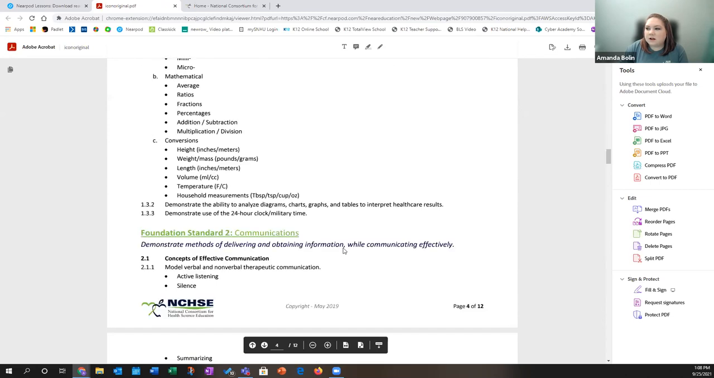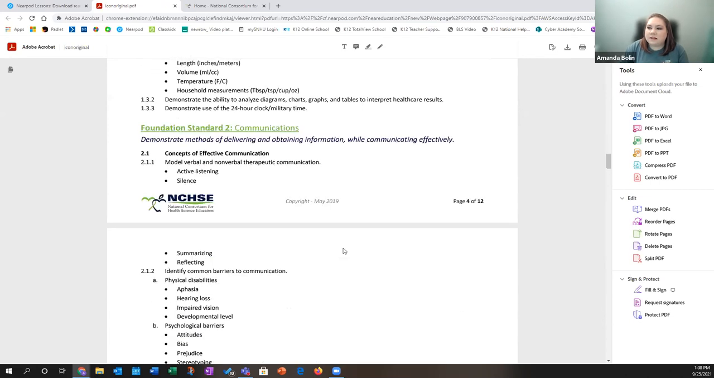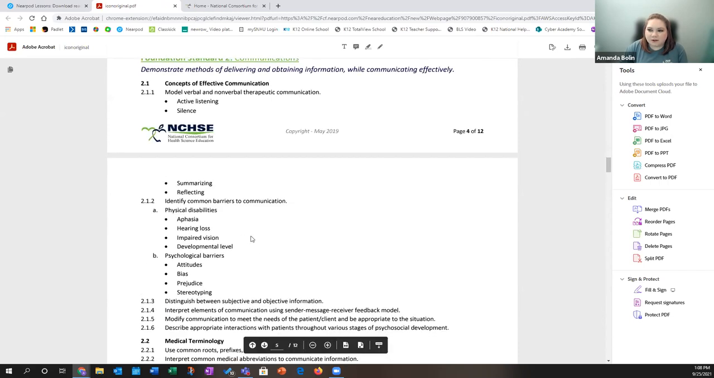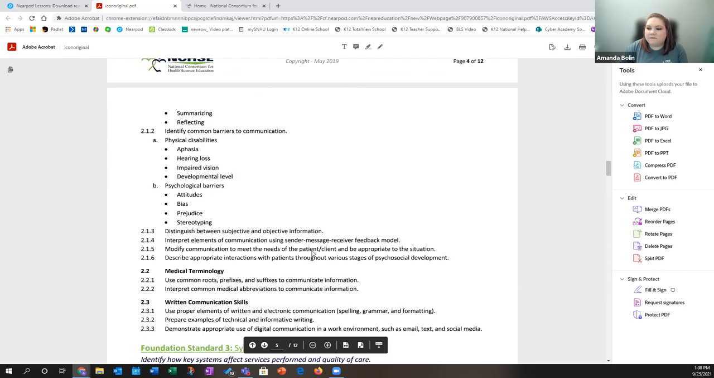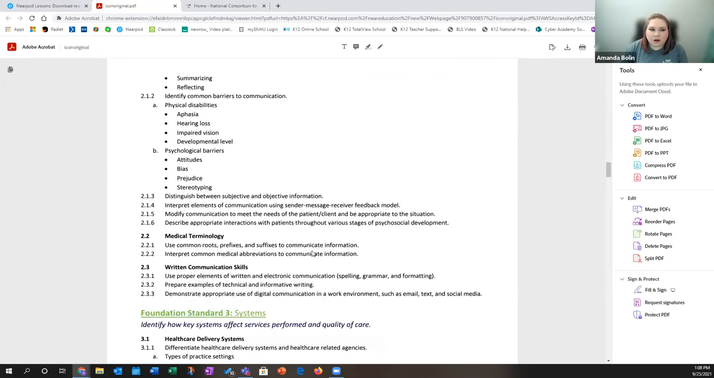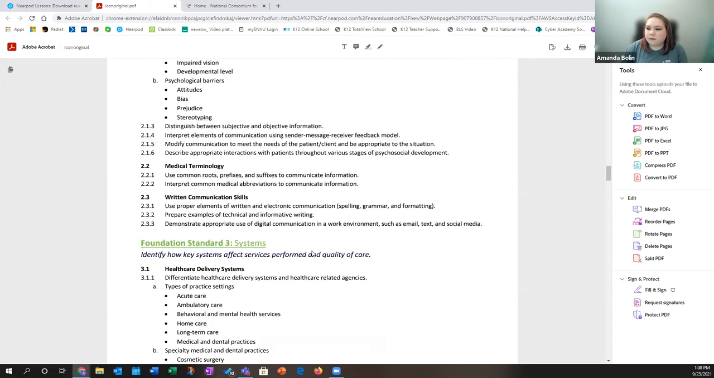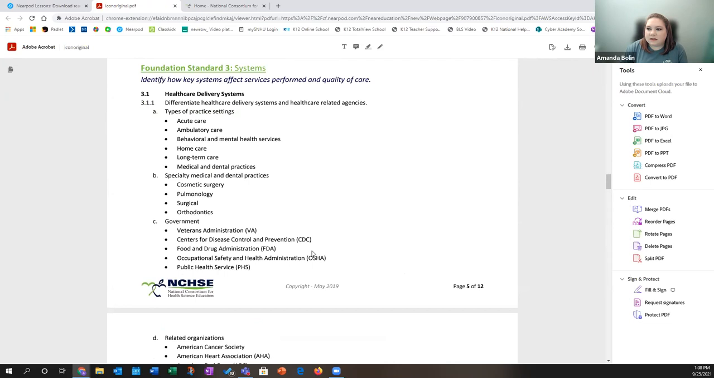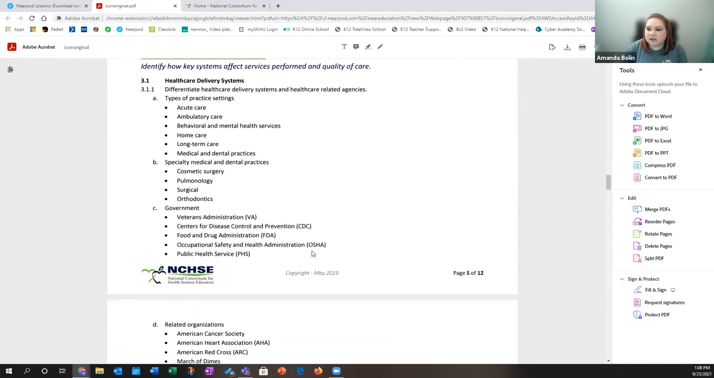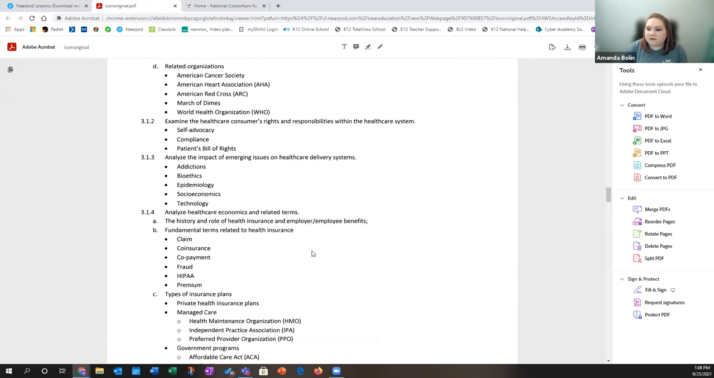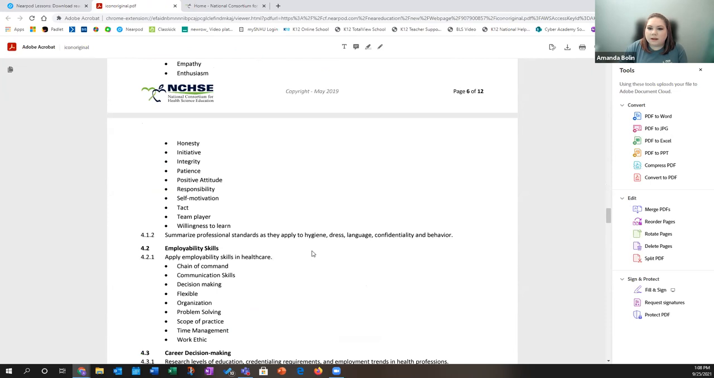All right, and then we have standard 2, which is communications. This standard goes over effective communication in a healthcare setting, in a professional world. It talks about different disabilities, such as aphasia and hearing loss, and some physiological barriers. Of course, medical terminology would fall under here. And then moving on, we have healthcare delivery systems, which include insurance in healthcare, different types of practice settings, different organizations, all of that good stuff. Employability skills, what makes you a good employee? So all that.